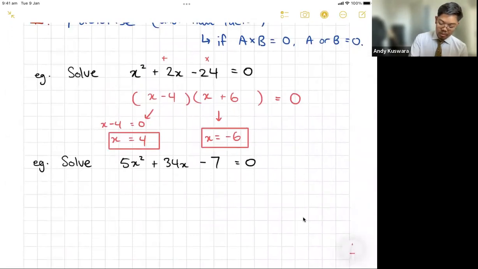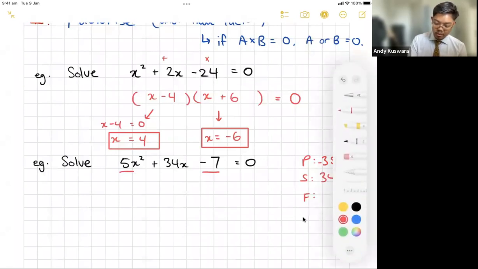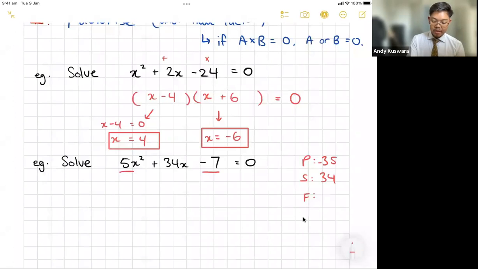Okay, so for here, let's use the PSF method. The product, we're doing the first term times the last term, so it's going to be -35 times 1, giving -35. The sum is going to be 34. I want to find 2 numbers that will multiply to give me -35, but will add to give me 34. And I can see that would just be 35 and -1, because 35 times -1 gives me -35, but 35 minus 1 gives me 34. So those are our 2 factors.